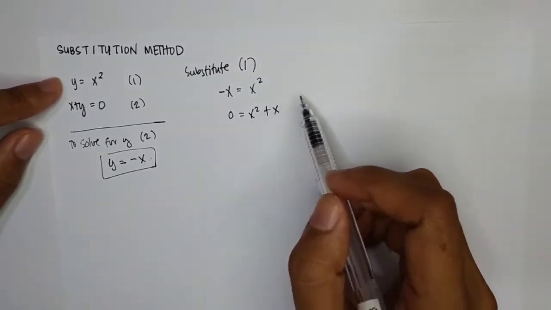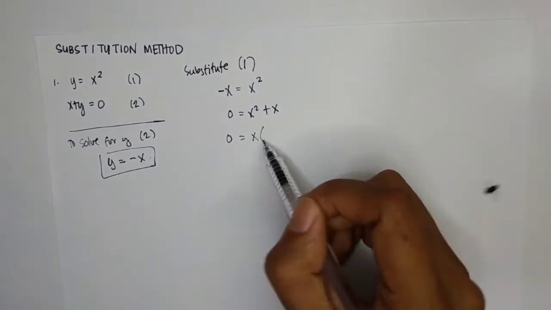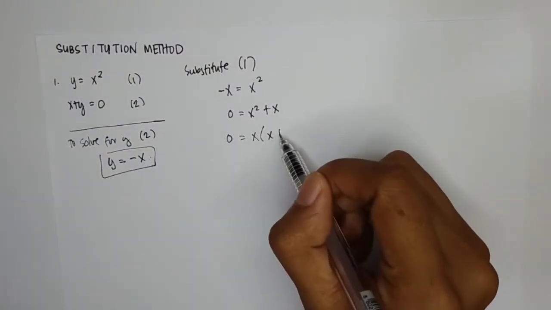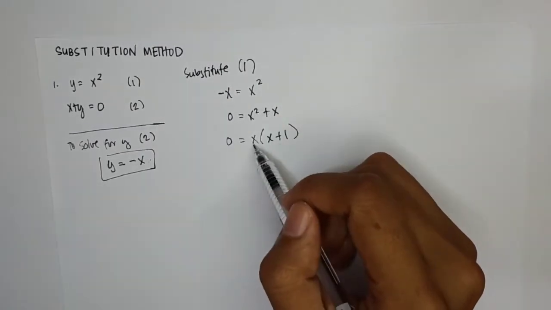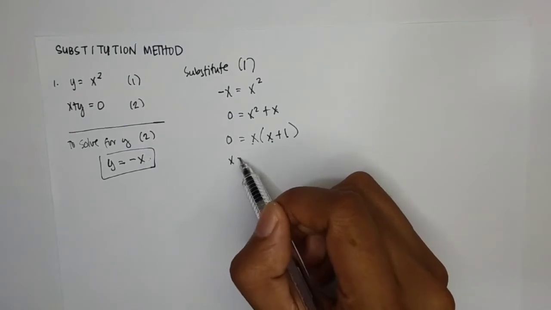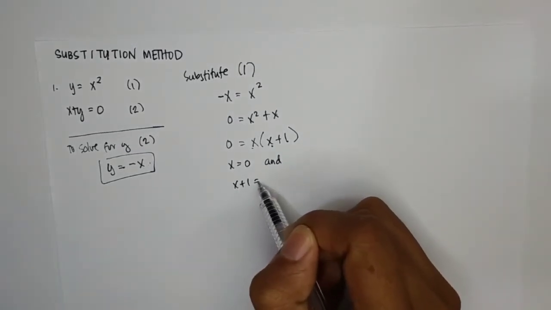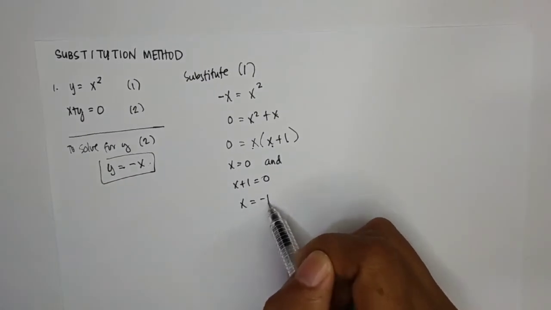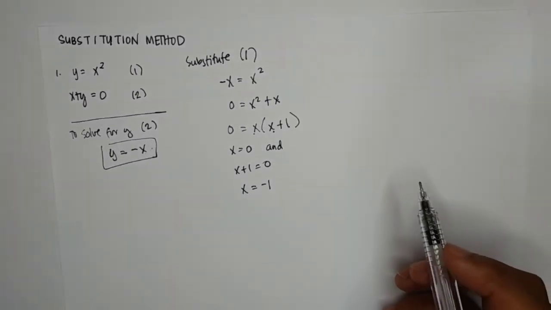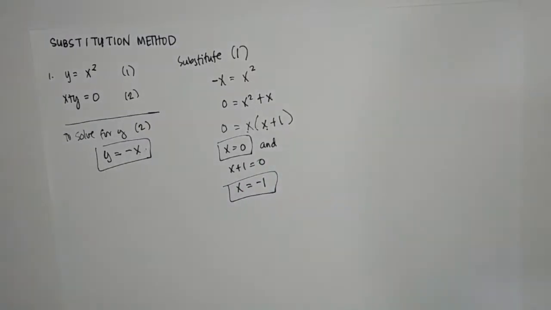Then after, we can factor our x. So this will be 0 is equals to x times x plus 1. Since x squared divided by x is x, and x divided by x, we have 1. So this will be now x is equals to 0 and x plus 1 is equal to 0. This will be x is equals to negative 1. So we have now our values x equals to negative 1 and x is equals to 0.